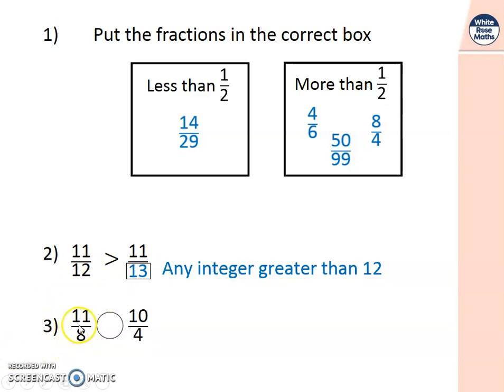Here, 11/8 and 10/4. Well, we can't compare them as they are, so we need to change them so they're both the same. Well, this is tricky, but this is not. We could change quarters into eighths. What would I times 4 by to get to 8? 2. So do the same to the numerator. 10 times 2 is 20. 20/8. Now we can compare them. 11/8 and 20/8. Well, 20's got more and 11 has less. Therefore, 11/8 is less than the 20/8.